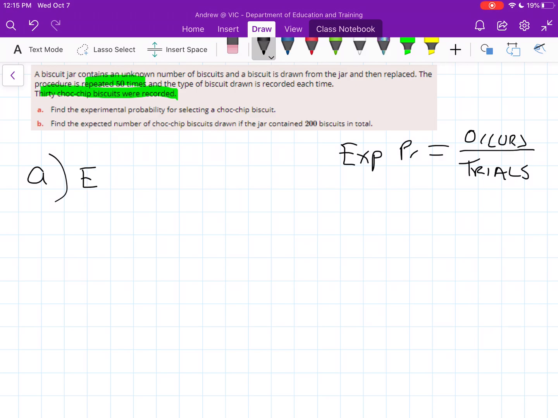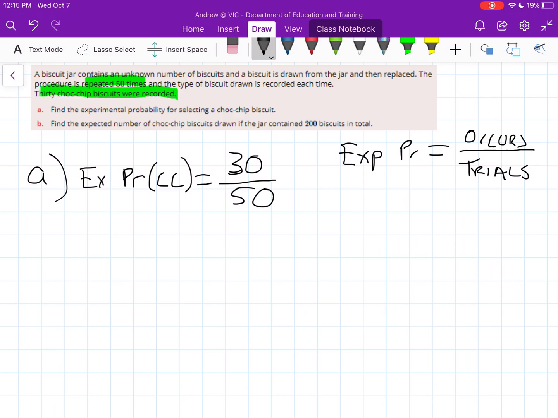We've got our experimental probability. So you can write experimental probability or just probability of, I'm just going to say CC for choc chip. And it's how many times it occurred. So how many times did they select a chocolate chip cookie? That was 30, right in the last sentence there. And how many trials were done? There was 50 trials. So that's 30 over 50.